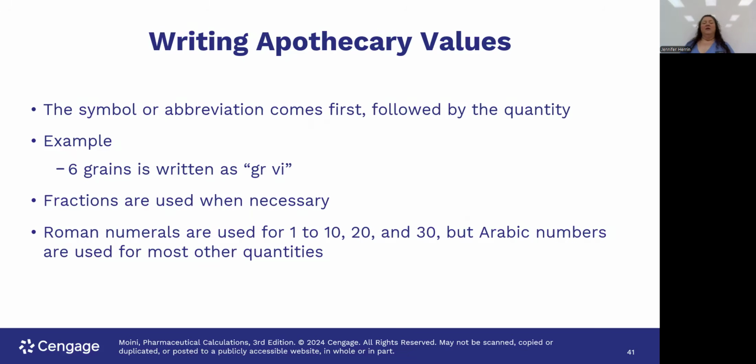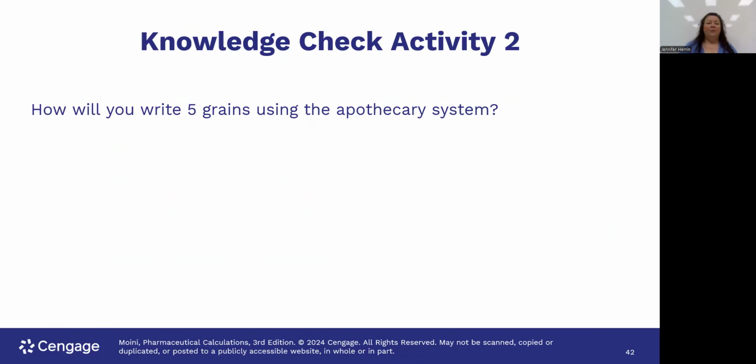Fractions are only used when necessary, and Roman numerals are used for 1 to 10, 20, and 30. But Arabic numbers are used for most of the other quantities, unless, again, we're talking about quantities. I've seen doctors use the letter C to express a quantity of 100 as well.